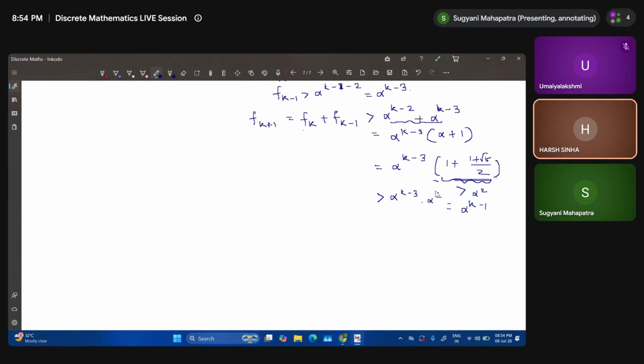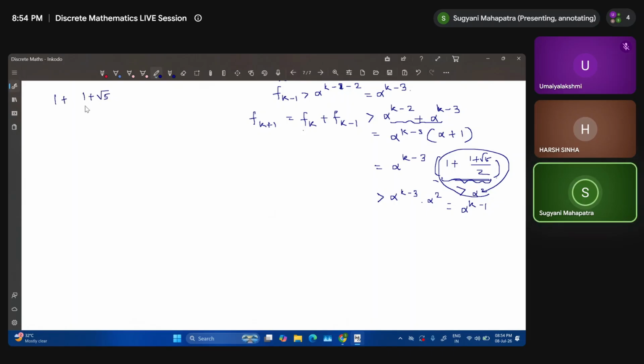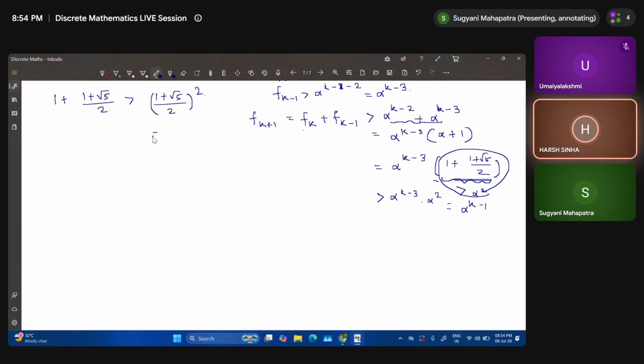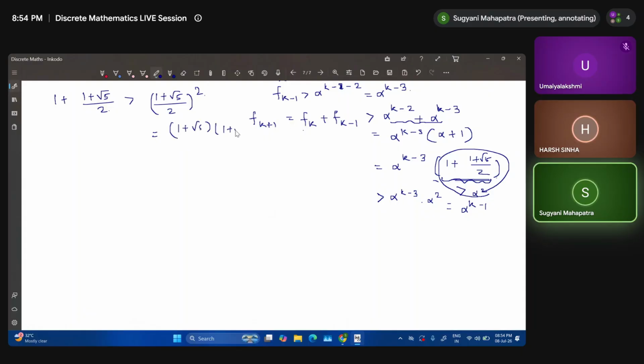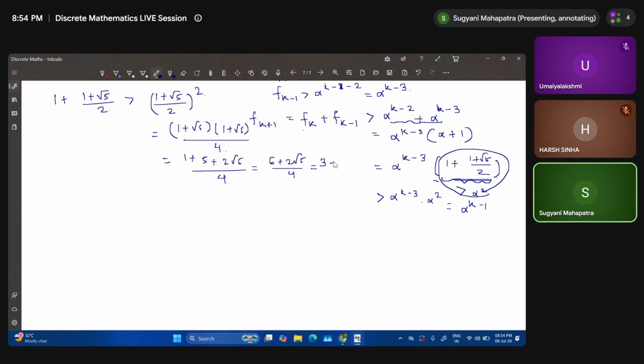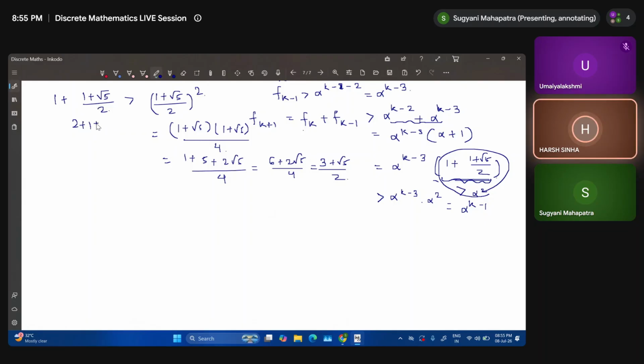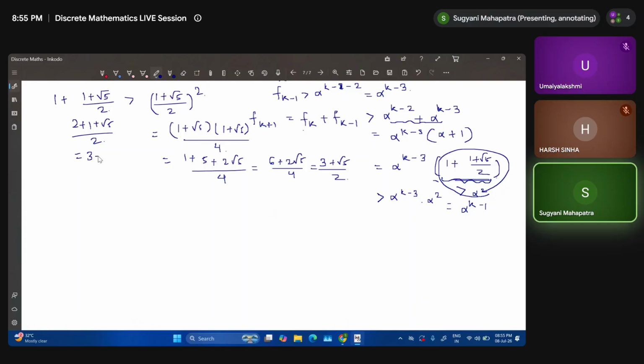Remaining, we just have to show this part. We have to show that 1 plus root 5 divided by 2 is greater than 1 plus root 5 by 2 whole squared. This will be 1 plus root 5 times 1 plus root 5 divided by 4. Can you solve this out? Use some calculator or something. 1 plus 5 plus 2 root 5 divided by 4. This will be 6 plus 2 root 5 by 4, which is equal to 3 plus root 5 by 2. And this is 2 plus 1 plus root 5 by 2, again 3 plus root 5 by 2. So this is equal to. Yes, it's still holding true.